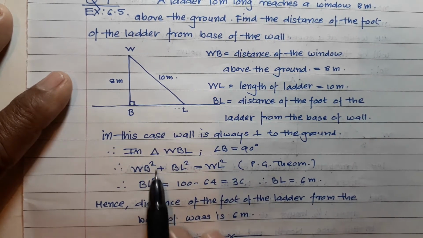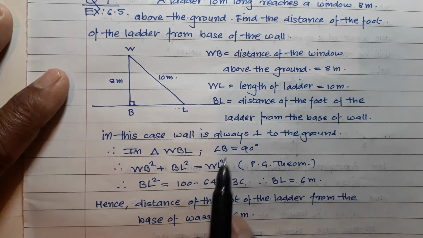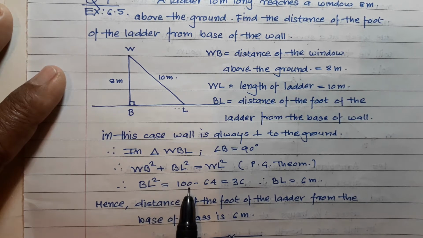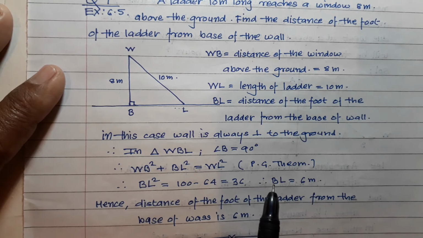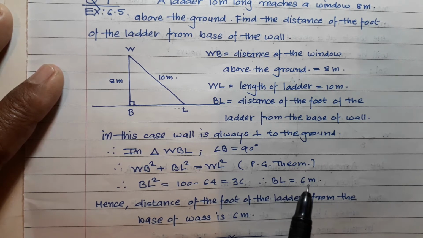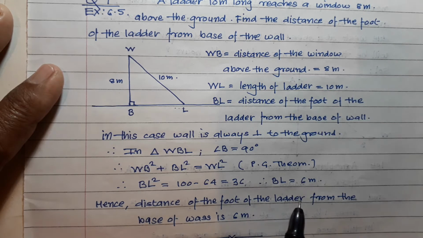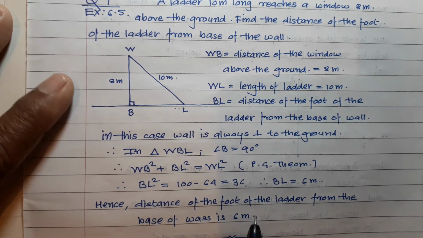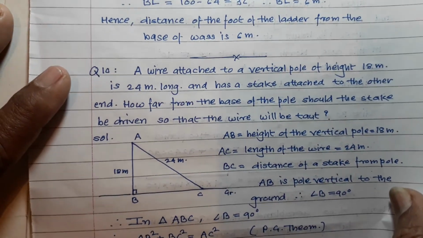So WB square plus BL square is equal to WL square, and therefore BL square is equal to 100 minus 64 gives you 36, and therefore BL is equal to 6 meter. Hence, distance of the foot of the ladder from the base of the wall is equal to 6 meter. Okay.